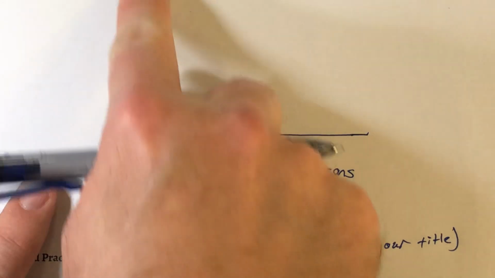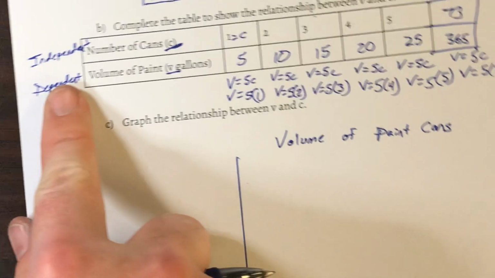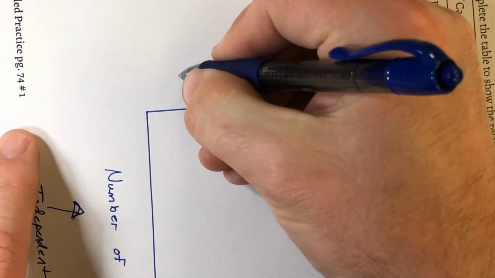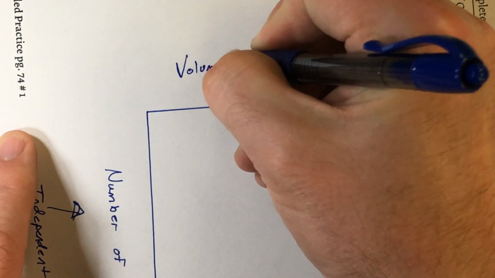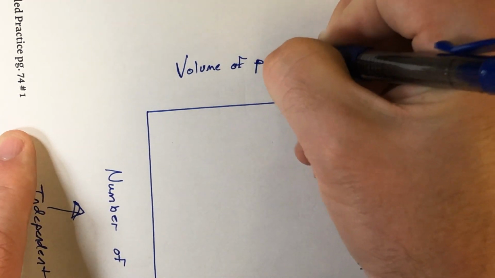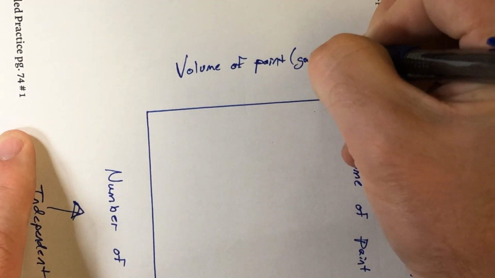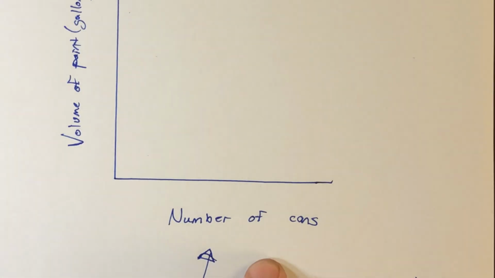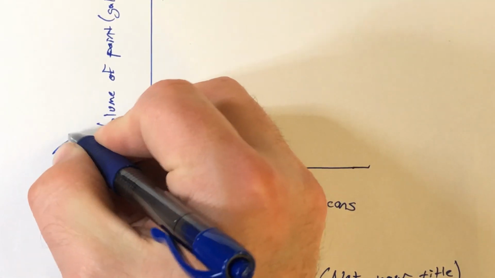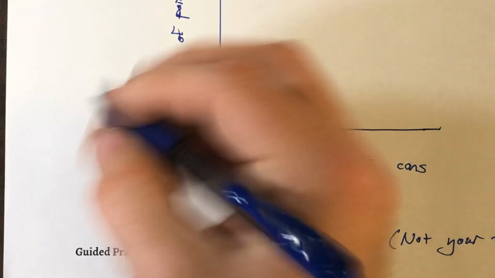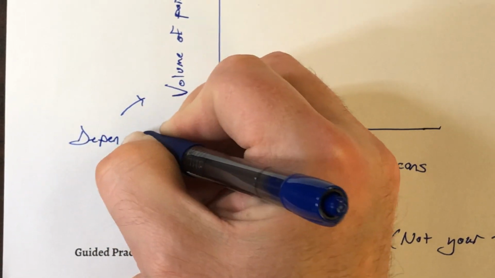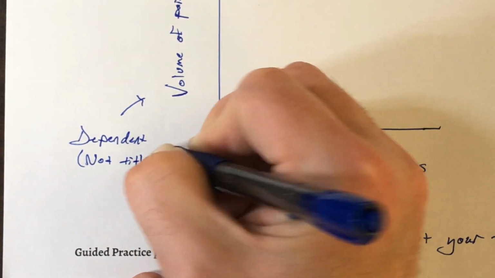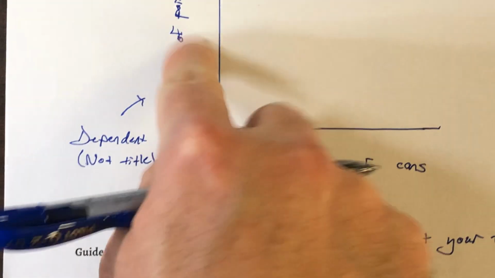All right, next, I need my dependent title. So dependent is going to be volume of paint, and that has a measurement, gallons. So volume of paint, and it's measured in gallons. Have to have your labels. And just a reminder, that's where your dependent goes, and no, that's not your title. I'm just telling you, the dependent variable goes right there.